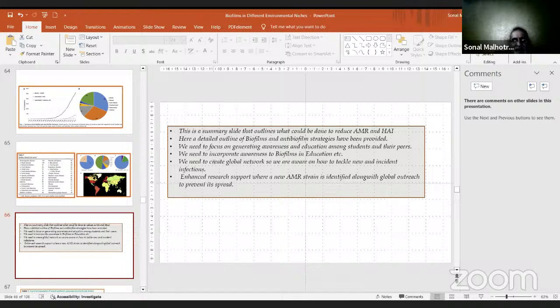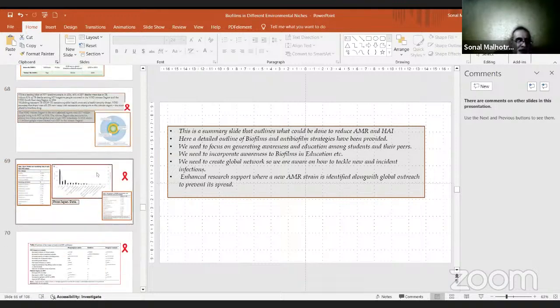So this is a summary slide. Basically, we should focus on generating awareness and education among students and their peers, incorporate awareness for biofilms in education, and create global networks, which I'll give you an example of here.